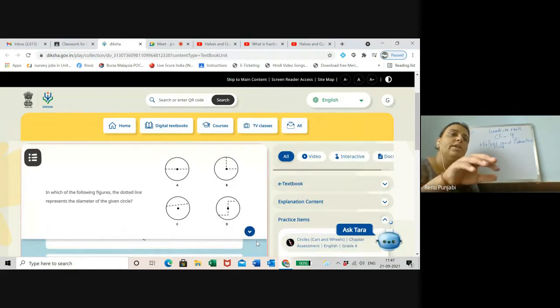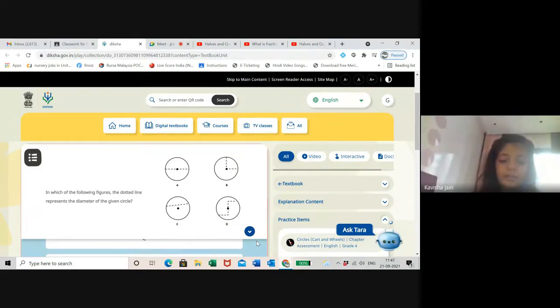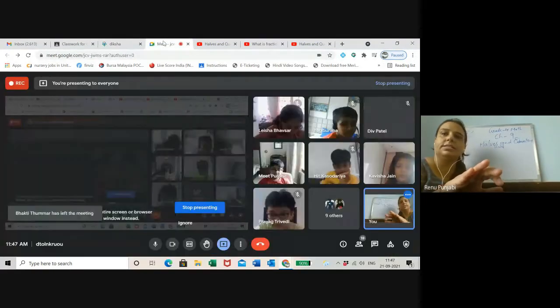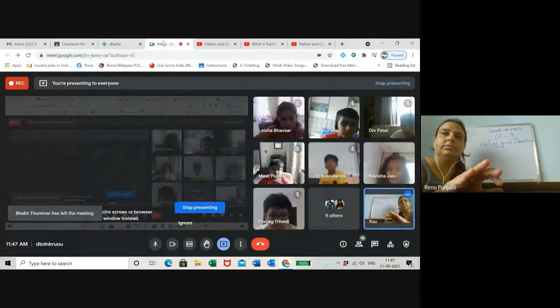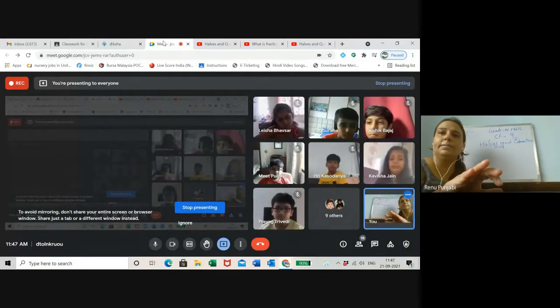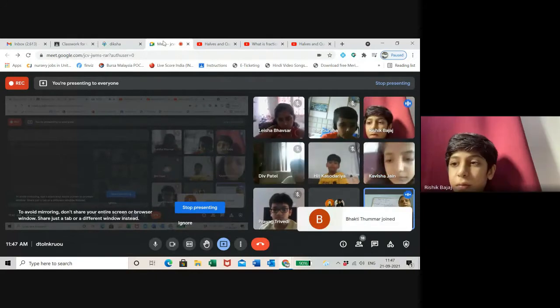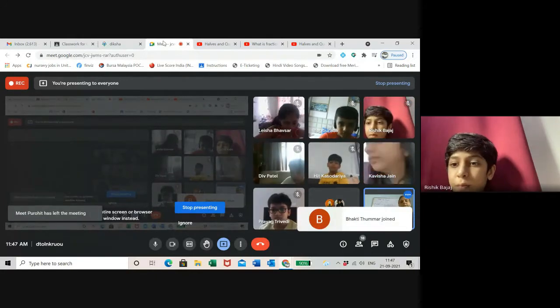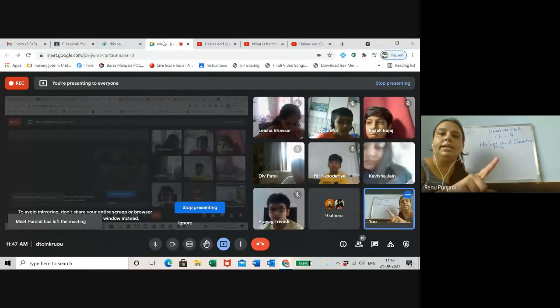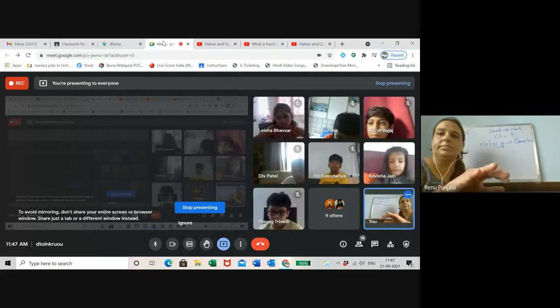In which of the following figures does the dotted line represent the diameter of the given circle? Ma'am, A, B, A, B, C, D. A. So we will go to Rishik. The child who was saying A will leave my class, please.